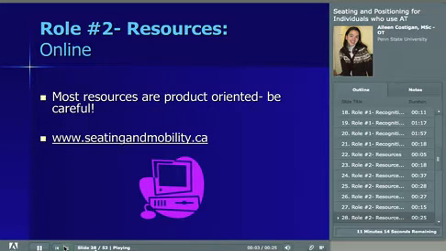Resources may also be sought out online. However, much of the available web-based information is product-oriented. It is often difficult to find information on the principles of basic seating and positioning. One website that does offer much information for consideration, including lectures, links to the literature, and links to professional organizations, is listed here.